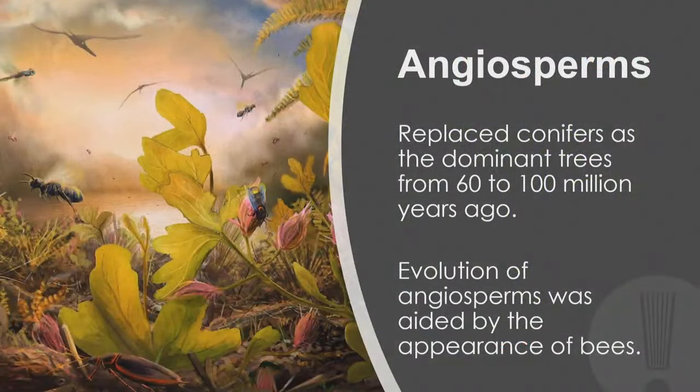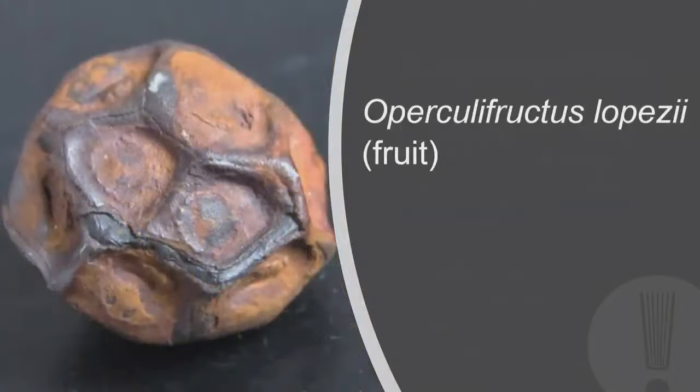So angiosperms began to replace conifers as the dominant trees about 60 to 100 million years ago, and the evolution of angiosperms was aided by the appearance of bees. So plants started to develop this relationship with pollinators. That's what these flowers are for. They're there to attract insects, birds, all kinds of other animals to pollinate them so that they can become more diverse, because this pollen is taken from plant to plant, and when they're more genetically diverse, that helps them become more resilient to environmental stressors. And so that's one reason why they became so successful.